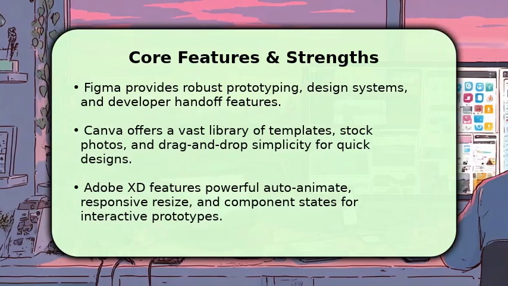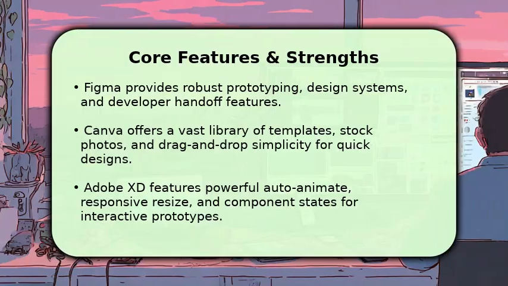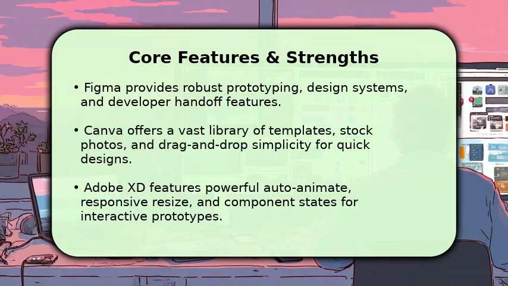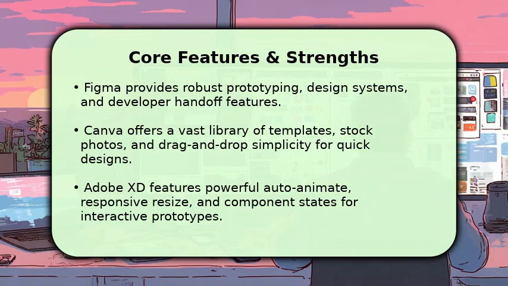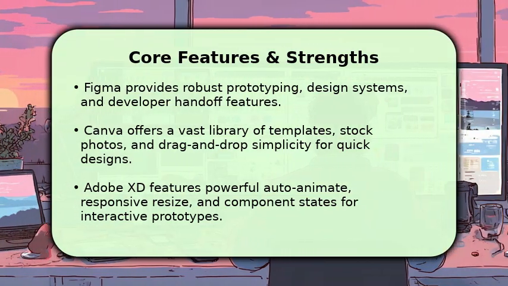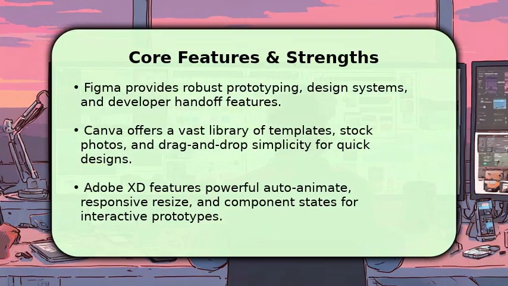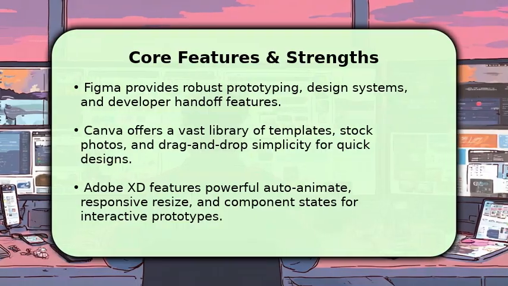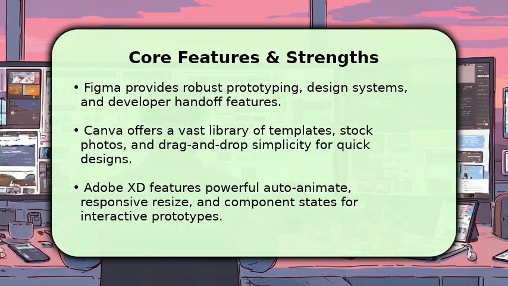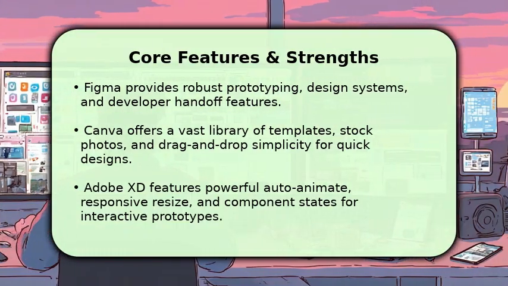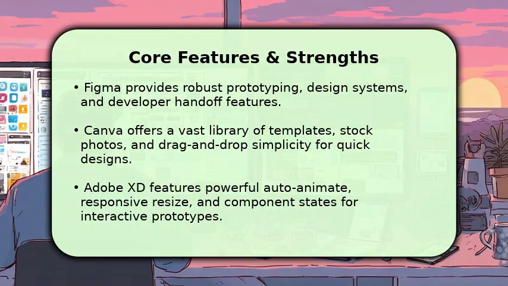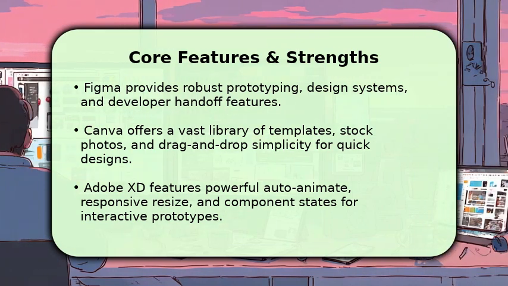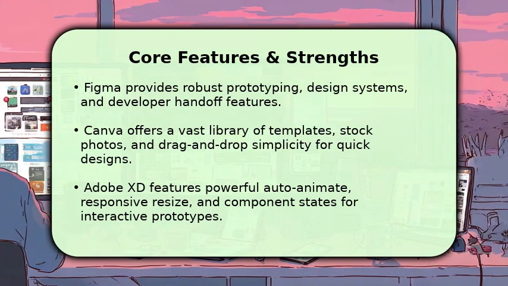Figma provides robust features like auto layout, design systems, and developer handoff, streamlining the design process for complex projects. Canva boasts an extensive library of over 100 million stock photos, videos, and templates, making quick design tasks effortless. Adobe XD excels with its auto-animate, responsive resize, and component states, allowing for highly interactive and dynamic prototypes. Each tool offers distinct advantages for different design needs.